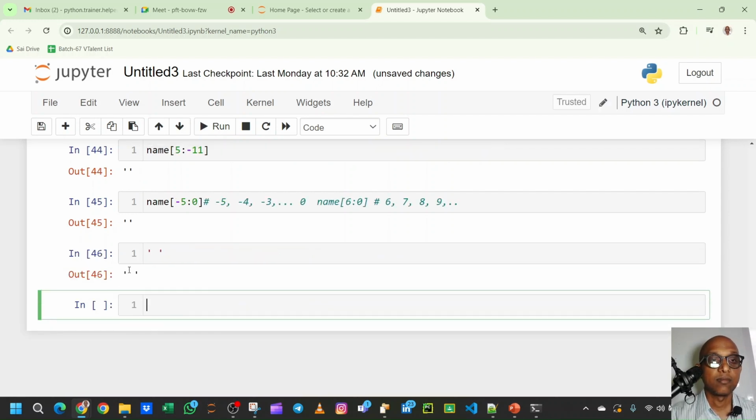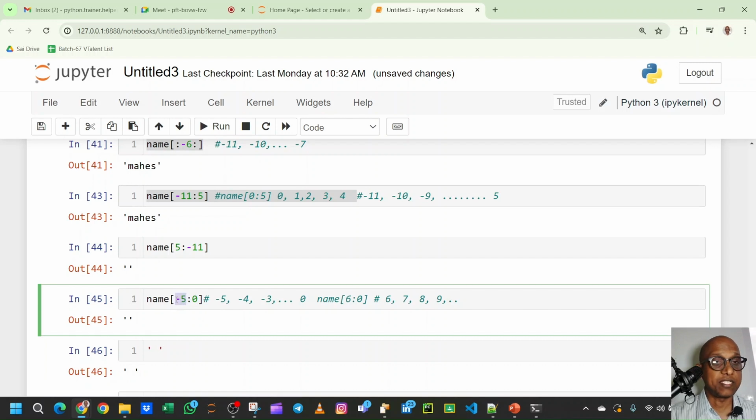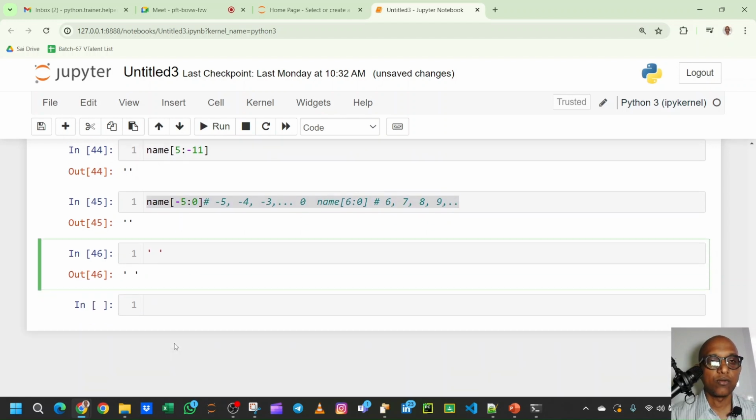Now if you come with -5, the -5 position is space, right? Yes, the -5 position is space. From that, 0 means it should print. What is the spelling of Mahesh? It should print Mahesh, right? If you go with -5 to 0, okay.